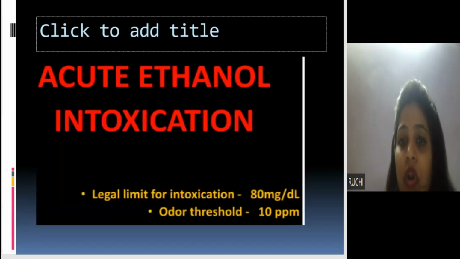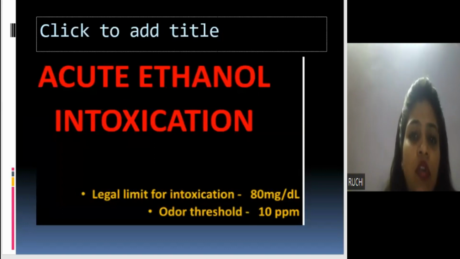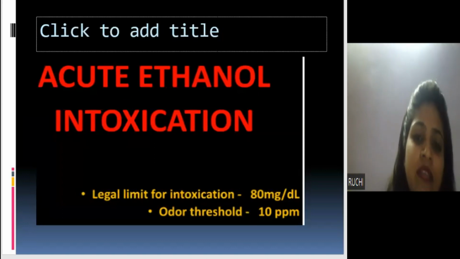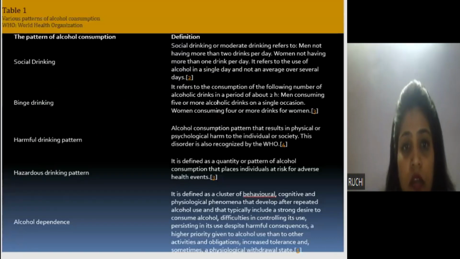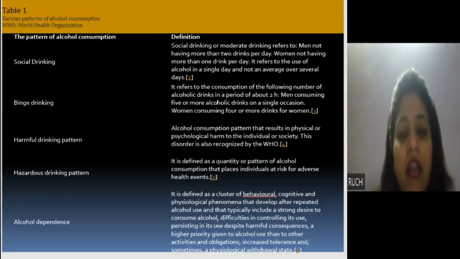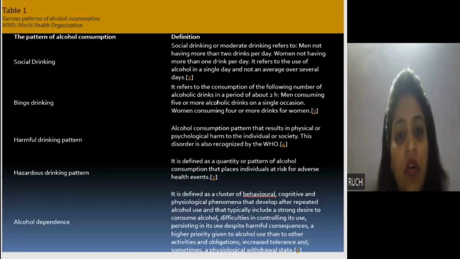So what do we mean by acute alcohol intoxication? Acute ethanol intoxication means when it exceeds the legal limit of intoxication, that is above 80 mg per deciliter, or the odor threshold of 10 parts per million. WHO has categorized the drinking patterns of alcohol as social drinking, binge drinking, harmful drinking, hazardous drinking, and alcohol dependence. These are the patterns which define the legal limit as well as alcohol intoxication.